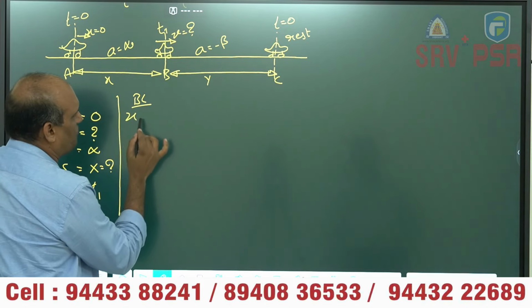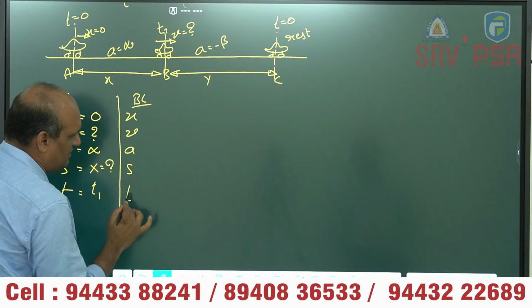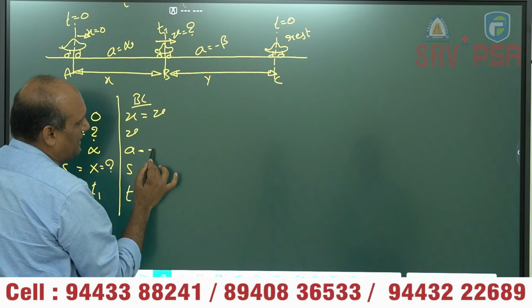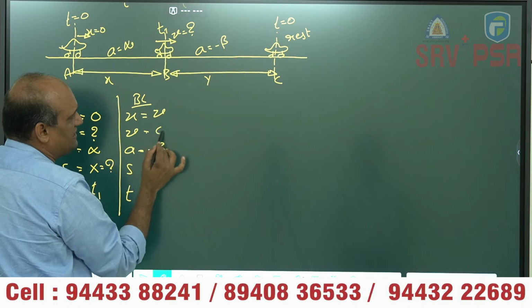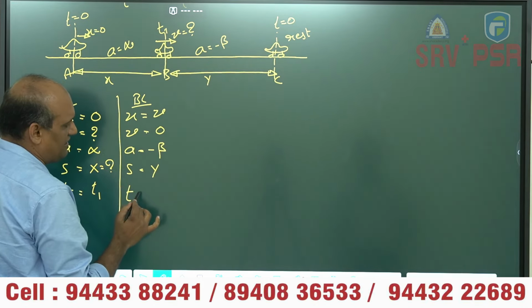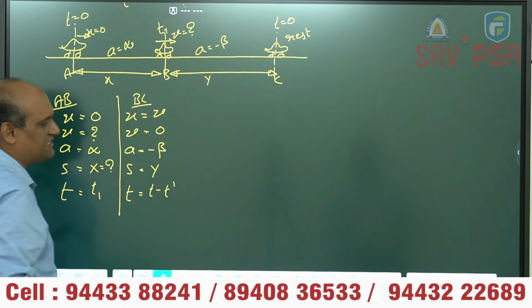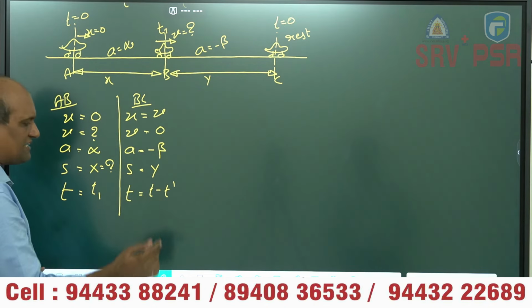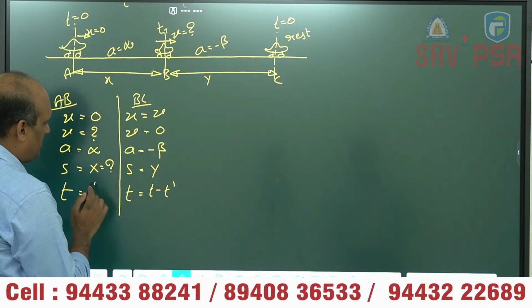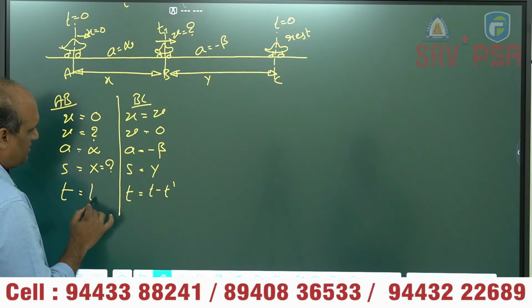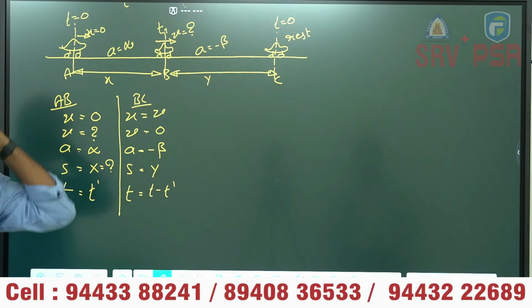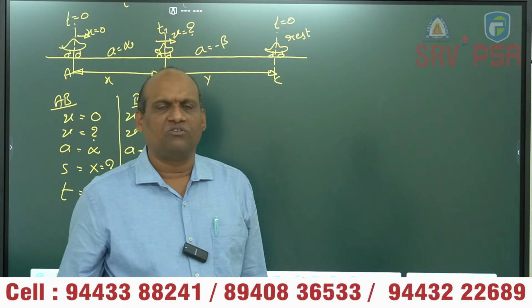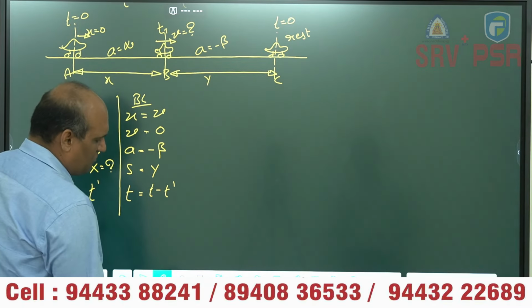So U, V, A, S, T. U is my initial speed, V here, acceleration is minus beta, finally at rest, and distance covered is Y, time is T minus T dash. Total journey time is T, acceleration time T1 or T dash, whatever it is. So the remaining time is retarding time. So I have listed out. Use the equations, you will get whatever you want. So now I am going to see.